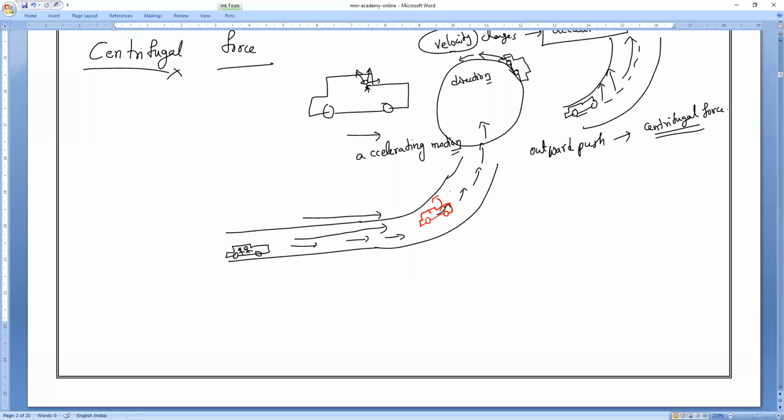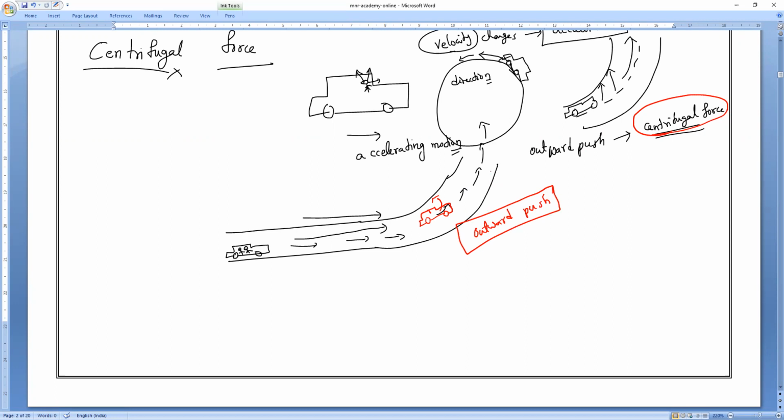You will go away from your position. You will experience some outward push. Am I right or wrong? All of you, will you experience it, yes or not? So you all will experience this outward push. This outward push is actually due to what? Due to the centrifugal force.